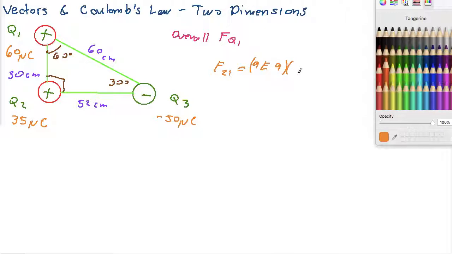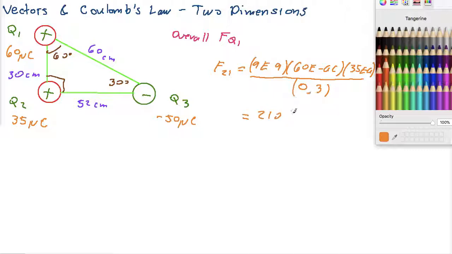So what's charge 1? Charge 1 is just 60 e to the negative 6 coulombs. And what's charge 2? 35 e to the negative 6 coulombs as well. Divided by, oh, that's a terrible line, I apologize. Divided by, now what's the distance between them? 30 centimeters. Remember, we're always going to have to convert to meters, so it's 0.3. Now I suggest you pause the video, plug this in please, and make sure you're getting the same answers we do.